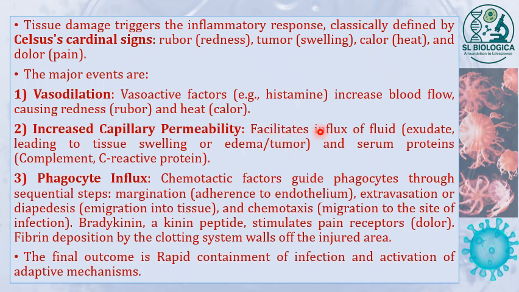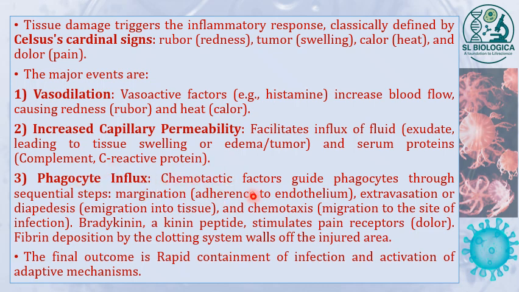It facilitates influx of fluid, that is exudate, leading to tissue swelling or edema, that is represented by the sign tumor, and serum proteins like complement and C-reactive protein. So that is the increased capillary permeability step. And last step is phagocyte influx. What is that? Influx of phagocytes to the affected area.